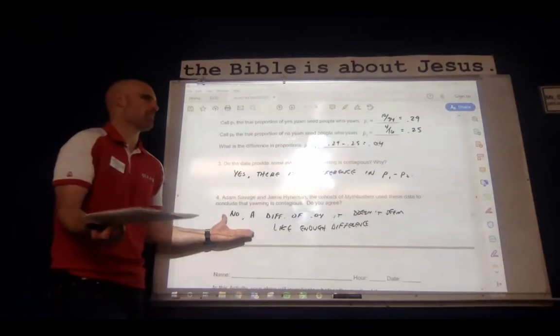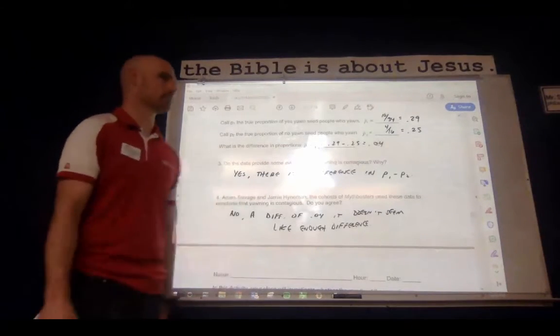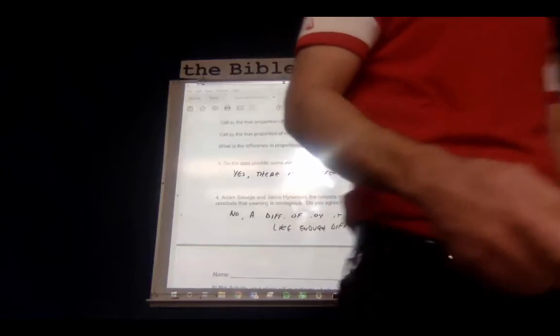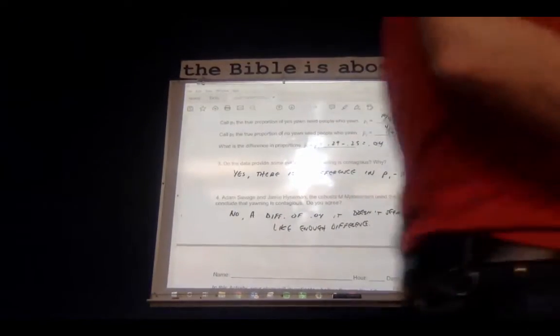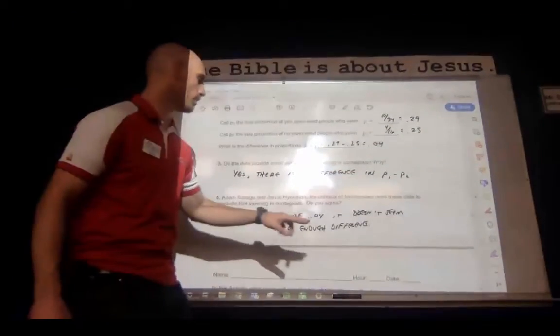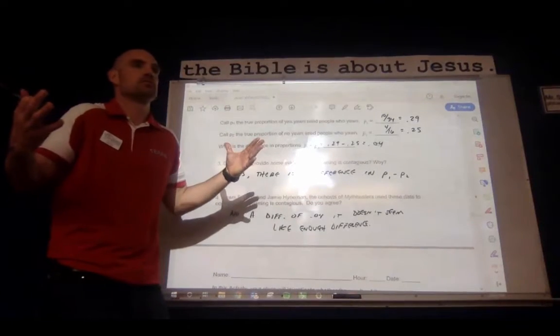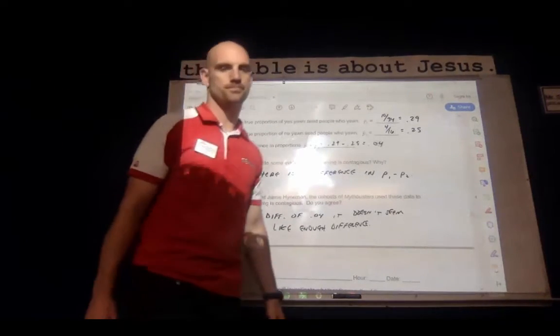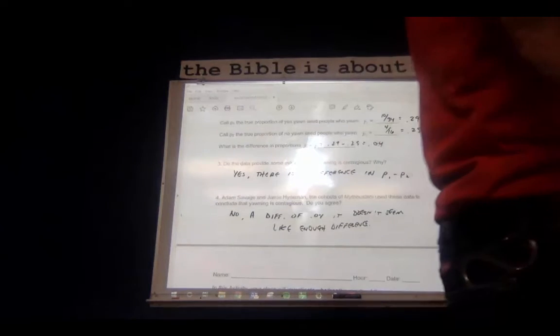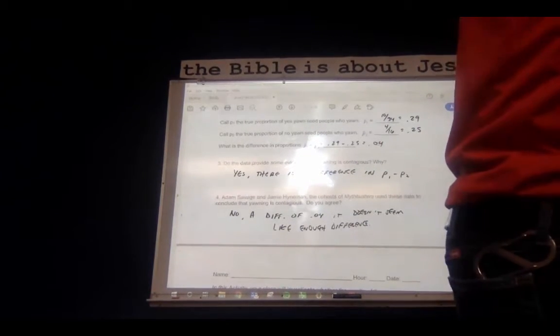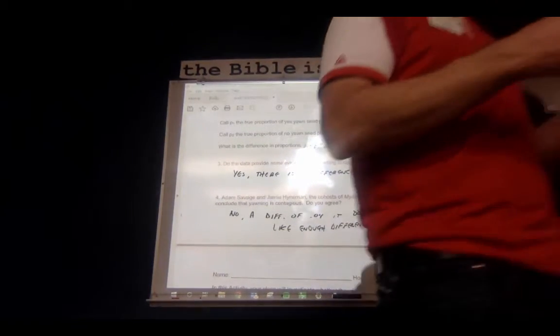Well, we don't have the mathematics yet. We're about to do the mathematics right now. Does that make sense? What does it say? So it says a difference of 0.04. It doesn't seem like enough difference. We don't have the math yet, so we're about to do the math. All right, so flip over the page.